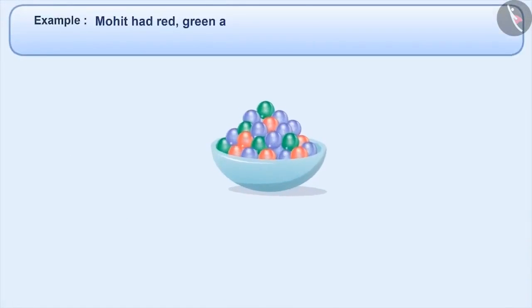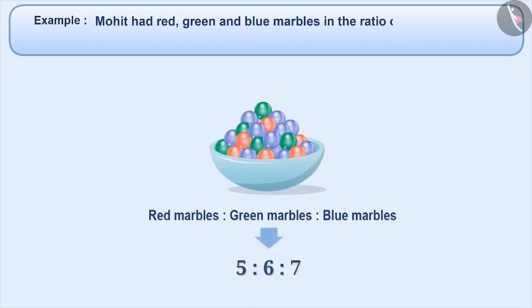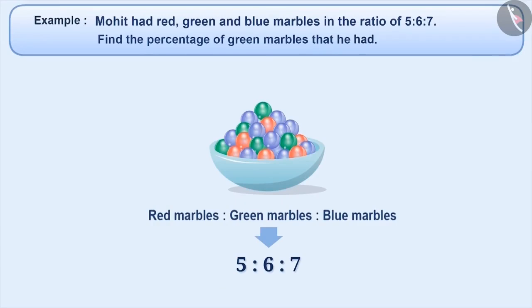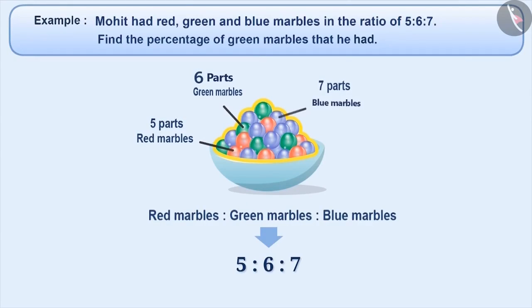Example 1. Mohit had red, green, and blue marbles in the ratio of 5:6:7. Find the percentage of green marbles. Here, we come to know that out of the total parts, 5 parts are red, 6 parts are green, and 7 parts are blue marbles.